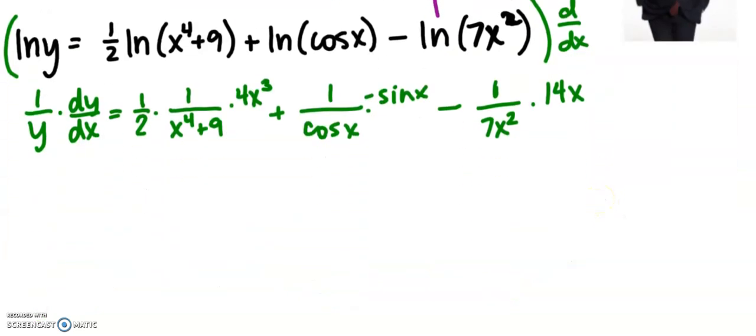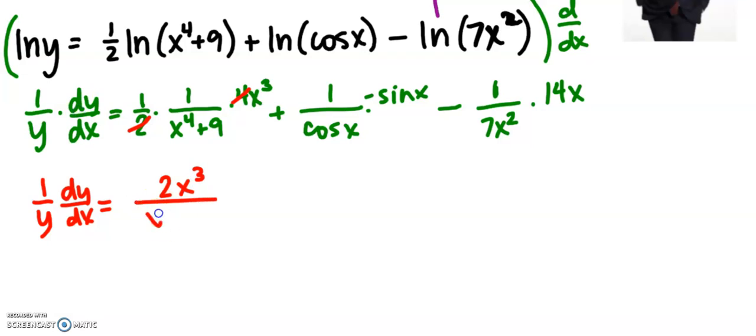I'm going to do a little bit of cleanup work. So this will be 1 over y dy dx equals, the 4 and the 2 will cancel, and I'm left with a 2x cubed in the numerator and x to the 4th plus 9 in the denominator. This one, sine over cosine is tangent, so this will just be minus tangent of x. This one, 14 and 7 will cancel to be a 2. x over x squared will leave an x in the denominator.